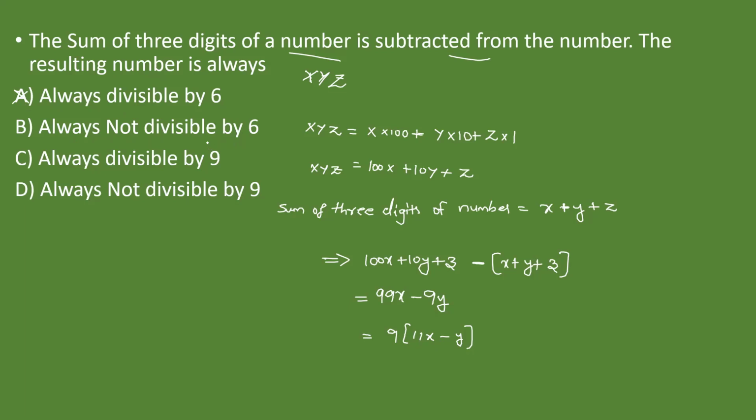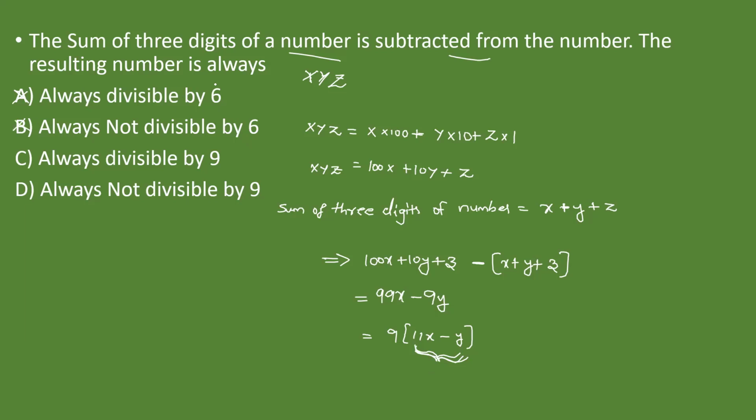Why? Because we don't know what happens to this value. Sometimes this value may be a multiple of 6. So we cannot say this one also.